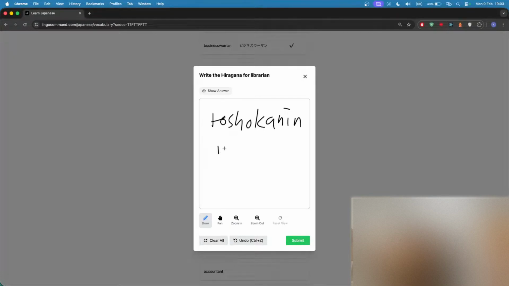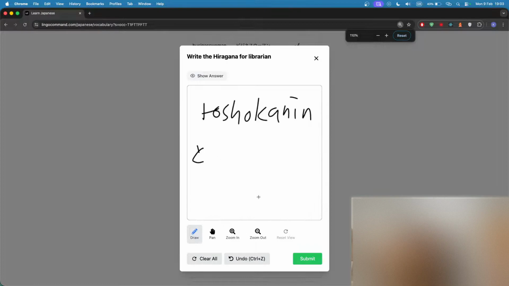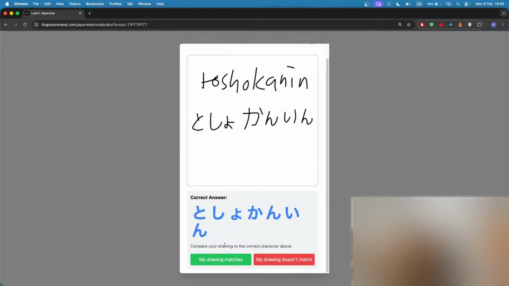And so let's write this. So this is to. Let's start here on the left just to give ourselves a bit more space. And let's zoom in a little bit. So this is to. This is shi. And then we add a half-sized yo. So this is not shi and yo, but it's a hiragana yun combination. Sho. Then we have ka. So this is toshokan. And then we have in here. Toshokanin.